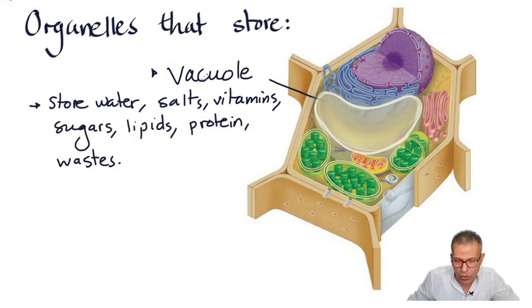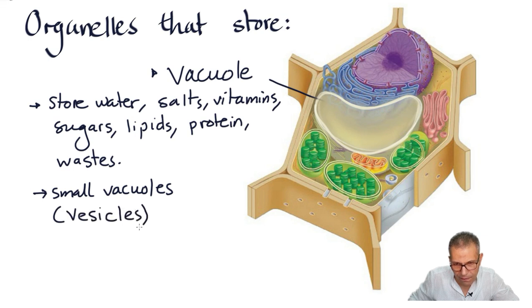Here, because we talk about the vacuole, we should mention that the animal cell has small vacuoles and they are called vesicles. Usually these vacuoles are used for transmitting materials within the cell, or for secreting some substances outside of the cell, or for transmitting food molecules or food particles inside the cell, and they are called vesicles.